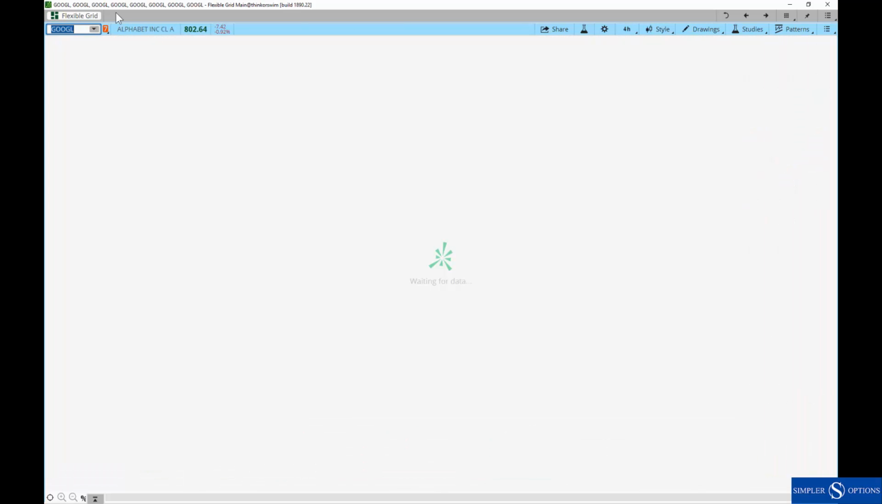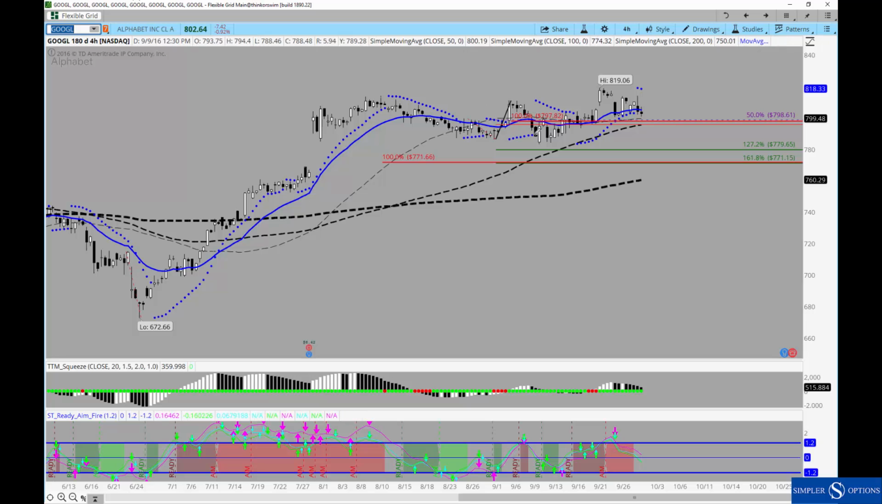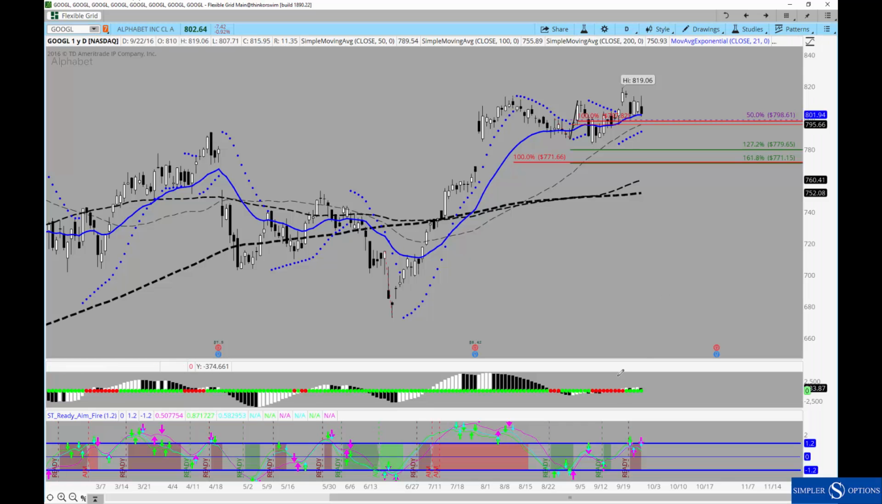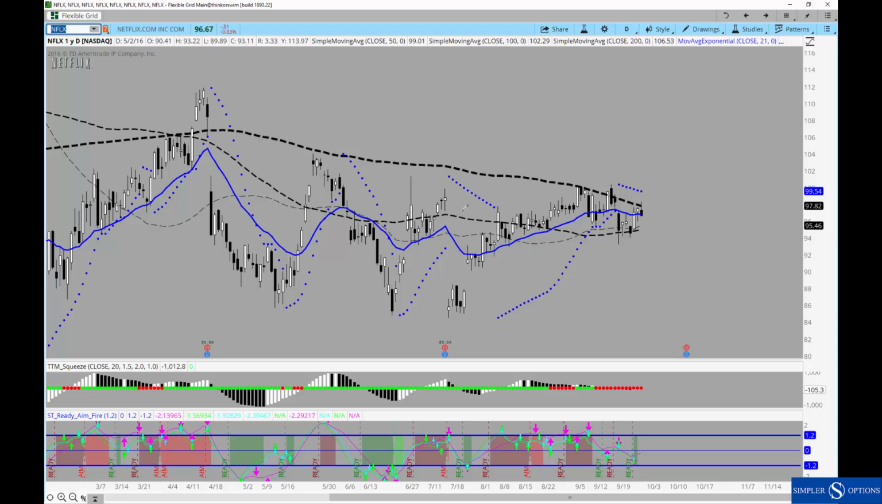Now, Google hasn't been quite as clean, but this is also something that shares a fairly nice pattern on the daily chart, and you have a squeeze that is fired long and still continues to hold that 21 EMA. So those are the two names that I'm continuing to focus on to the buy side. And then for Netflix, this is where I've been looking to the short side.